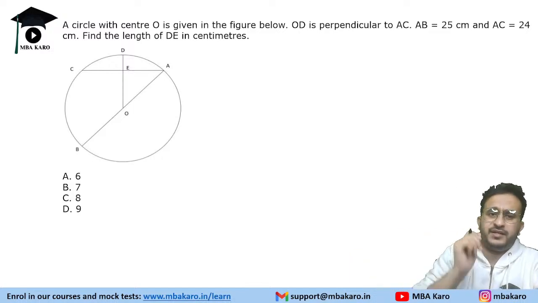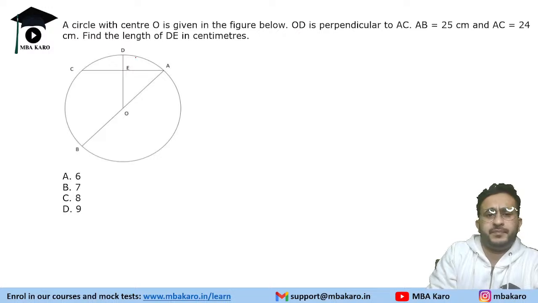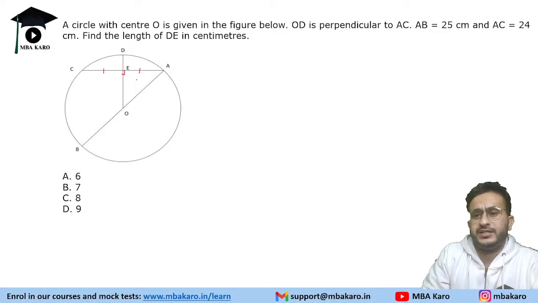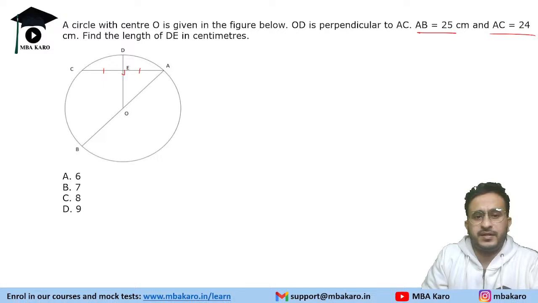So a circle with center O is given. OD is perpendicular to AC. So this is perpendicular, that means it will cut into two parts. AB is equal to 25. AC is equal to 24. Okay, so you need to find the length of DE. This is a tough one.